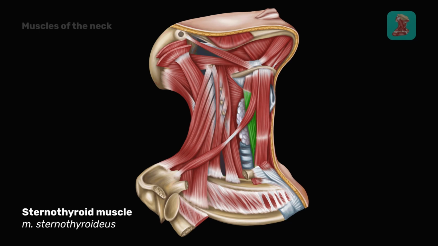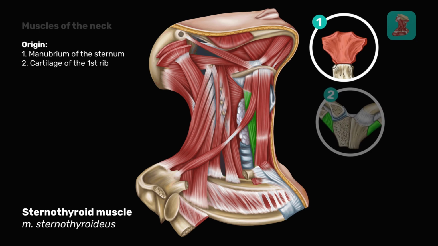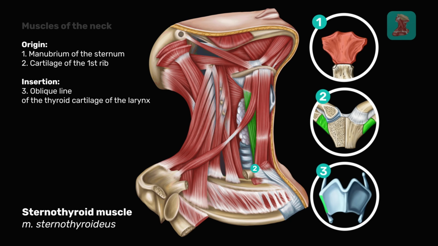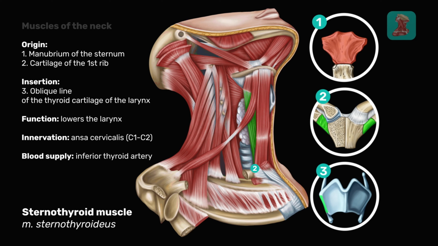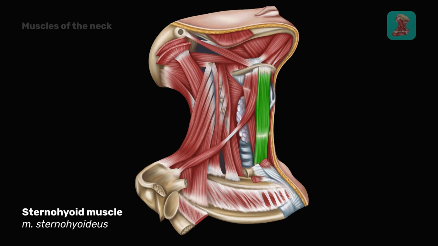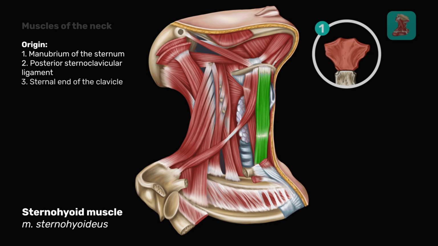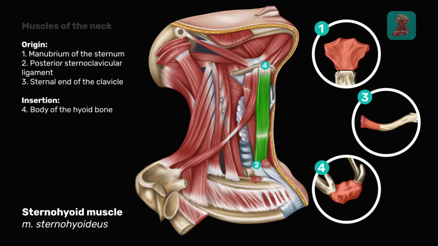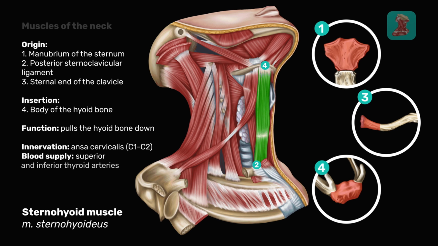The sternothyroid muscle originates from the manubrium of the sternum and the cartilage of the first rib. It inserts into the oblique line of the thyroid cartilage of the larynx. The muscle lowers the larynx. The following structures innervate the muscle and supply it with blood. The sternohyoid muscle originates from the manubrium of the sternum, the posterior sternoclavicular ligament, and the sternal end of the clavicle. It inserts into the body of the hyoid bone. The muscle pulls the hyoid bone down. The following structures innervate the muscle and supply it with blood.